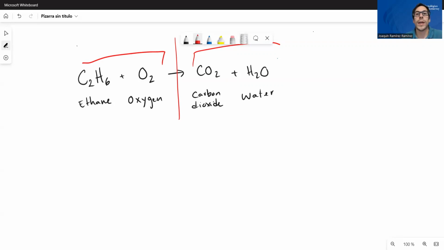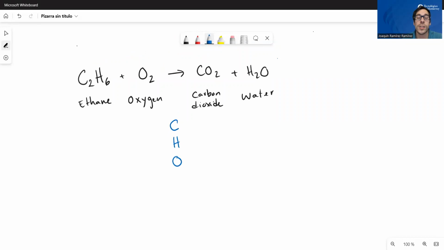So a good way to balance these chemical reactions is to make a list of the elements that appear in both sides of the chemical reaction. So in this case, we will make the list of carbon, hydrogen, and oxygen, which are the elements that are present in our chemical reaction. I like to draw these lines just to show that I'm gonna count the number of atoms that belong to each side of the equation.